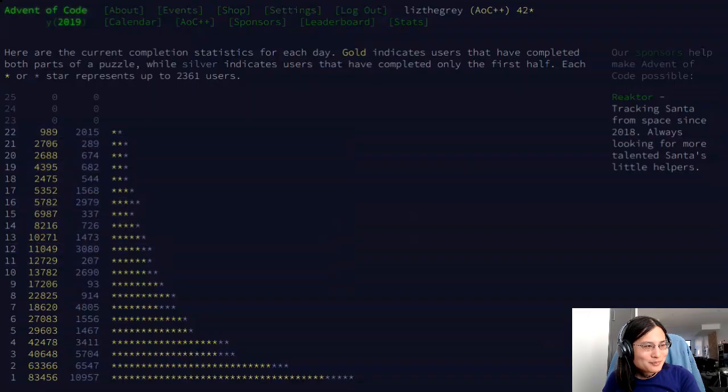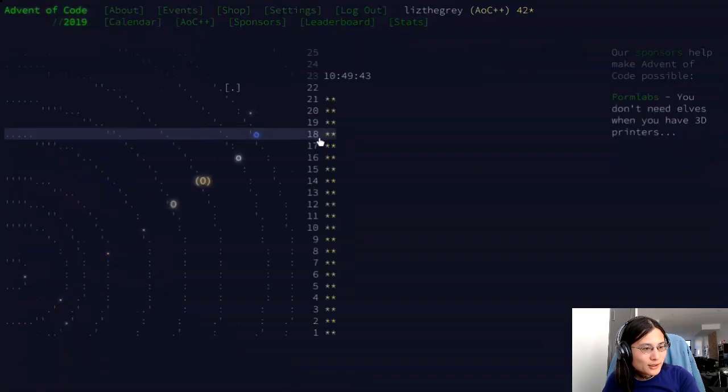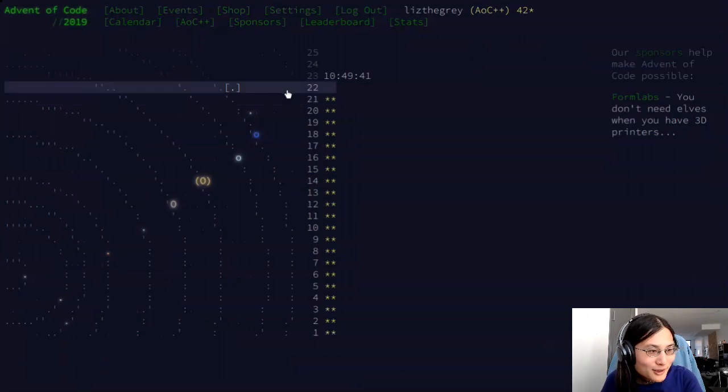Let's go attack Advent of Code day 22. Yay. All right, let's see what we have here. So if I look at the calendar, we can see that there is a planet there, which is exciting.